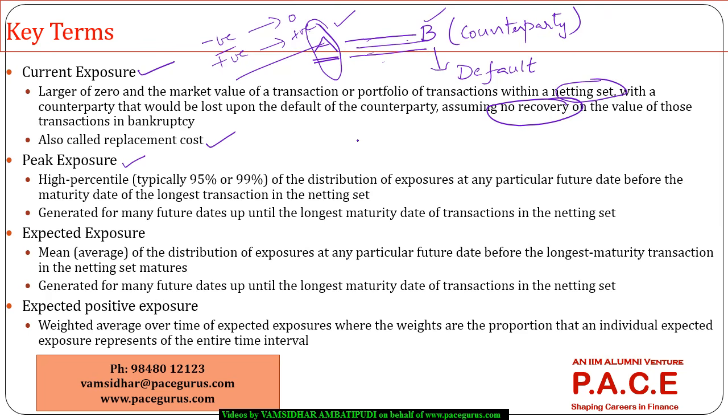Whereas when I say peak exposure, we are going into the future. It's not about the current. So we are trying to simulate, okay, 1 week down the lane, 1 month down the lane, 2 months down the lane, 6 months down the lane, up to the longest maturity date of the transactions in the netting set. So there are 3 transactions. This may be a 2-year transaction, this may be a 5-year, and this may be a 3-year. So up to 5 years, I'll try to compute this peak exposure for different dates.